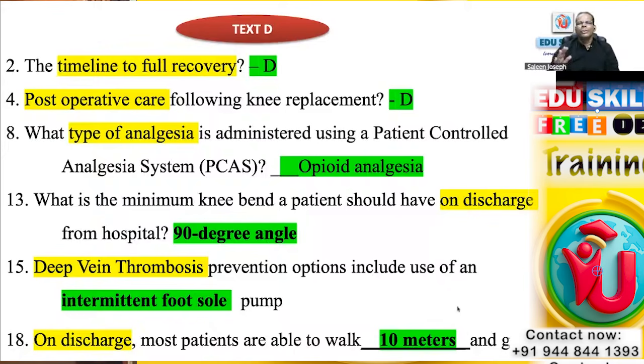And on discharge, 90 degree angle, interval full surround. Again, I'm telling you this is the thing. Nothing else. You have to practice this. Search for these things, those are the answers. You don't even look into the questions. Once you're competent, 99% you will have the answers without looking into the questions.